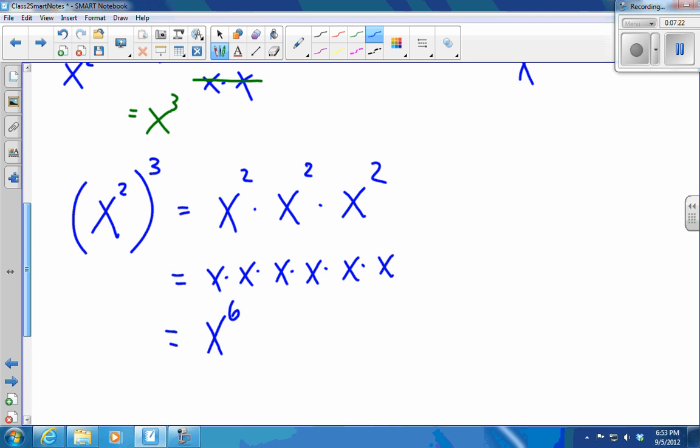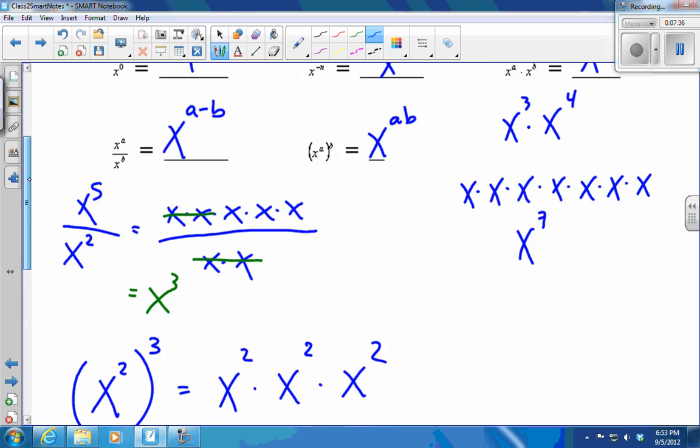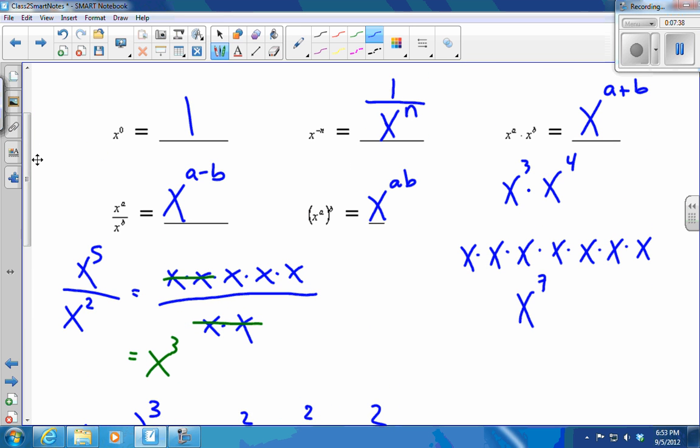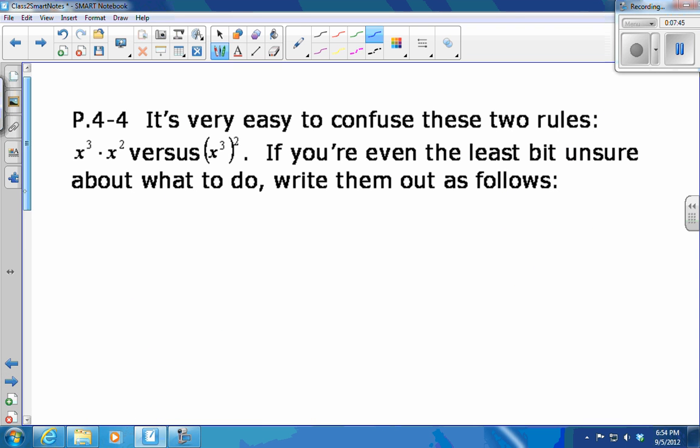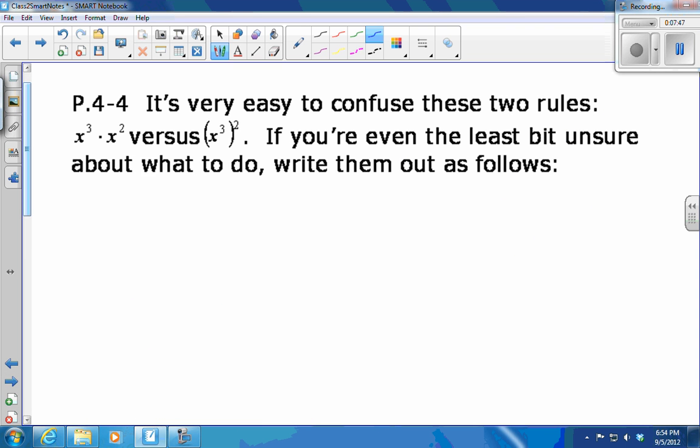So you can always refigure out what the rules are if you forget them. No need for memorization. The only thing you have to remember is what it means to be an exponent. Repeated multiplication. Is this starting to be like, oh, yeah, right, I remember that? Okay, good. So it's easy to confuse those two rules. If you're even the least bit unsure, just double check it like we just did.